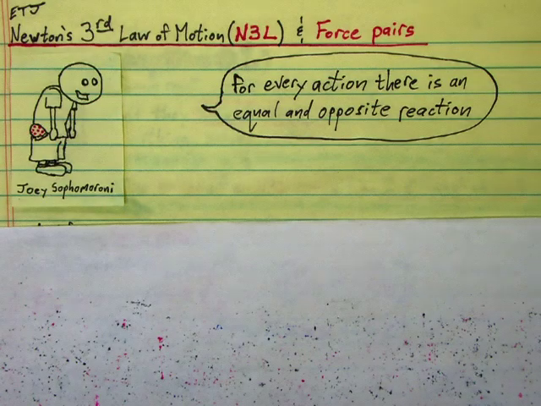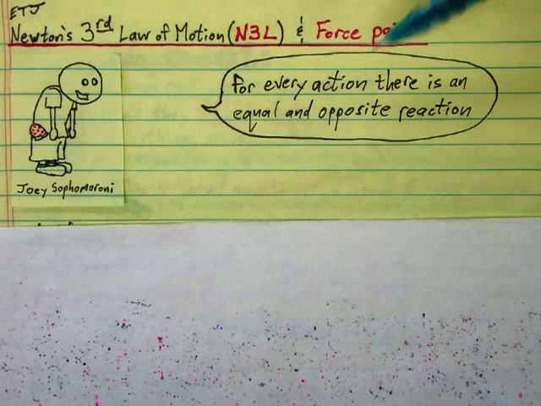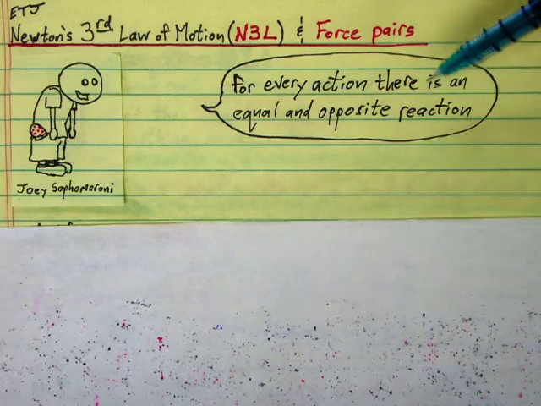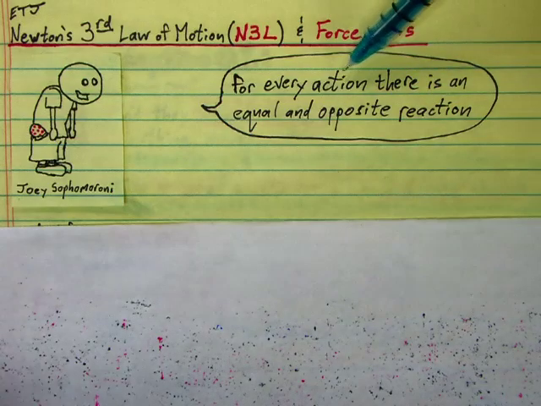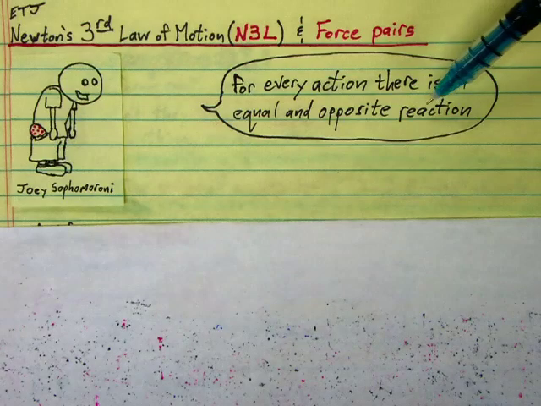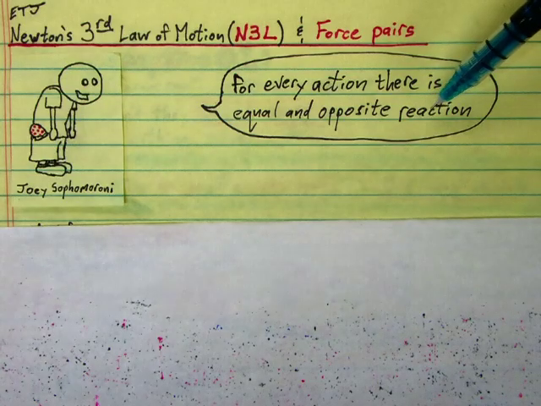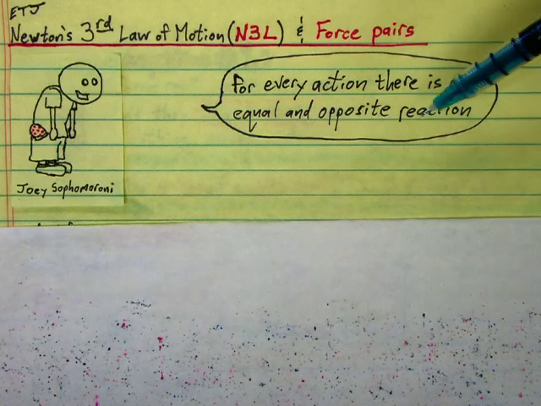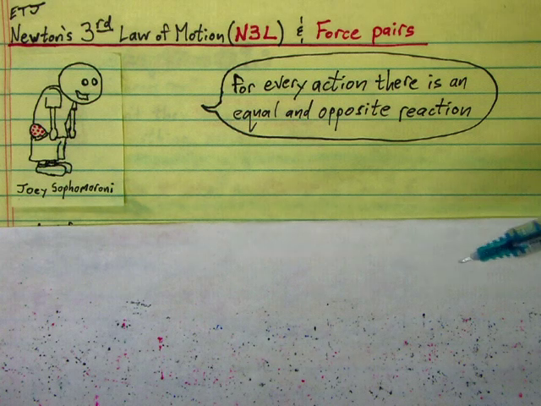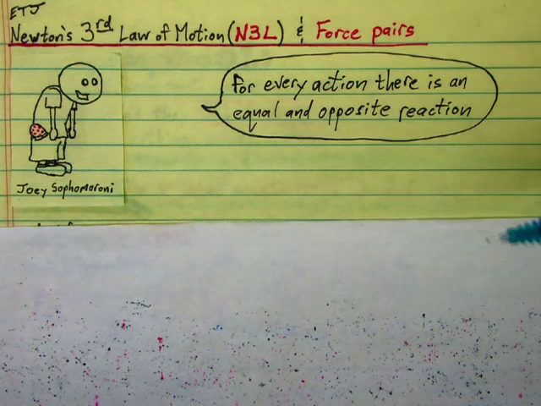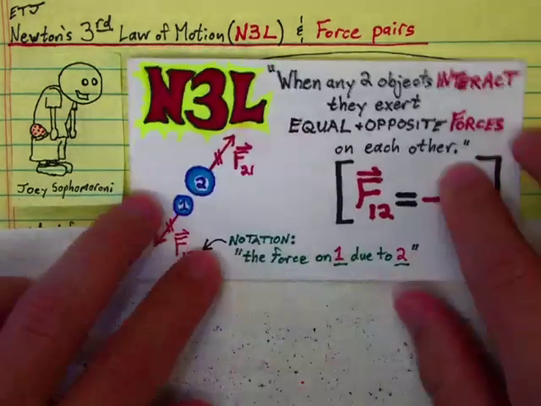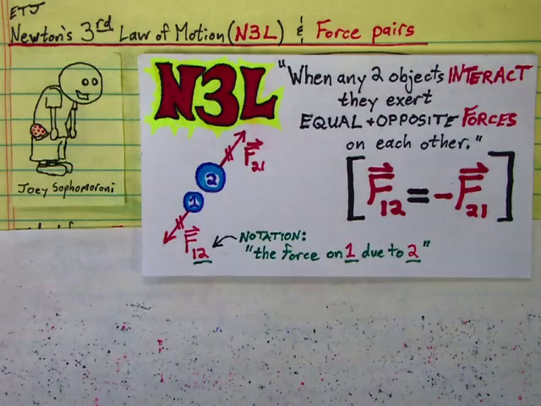Most textbooks will use the terms action force and reaction force, but that's not really accurate. That makes it sound like one force is the cause and the other force is the effect. But that's not what really happens. When two objects interact, they exert forces on each other simultaneously. There's not a cause and an effect. Both forces happen at once. So for that reason, I think this is a more accurate statement of Newton's third law.